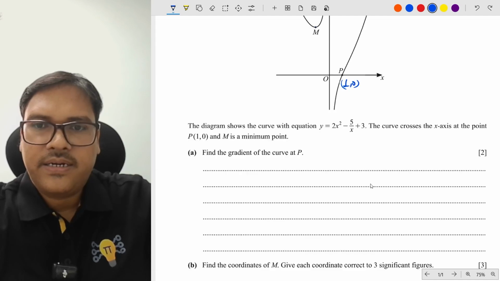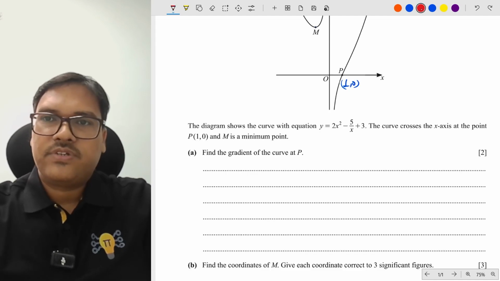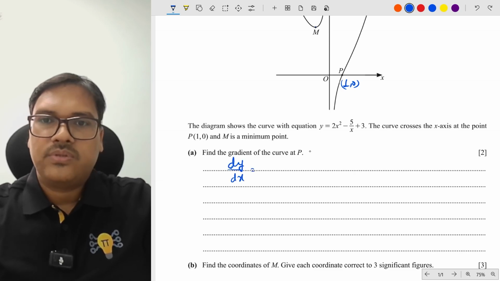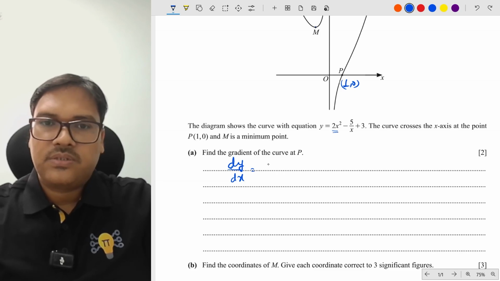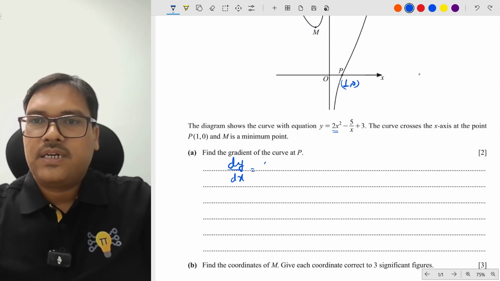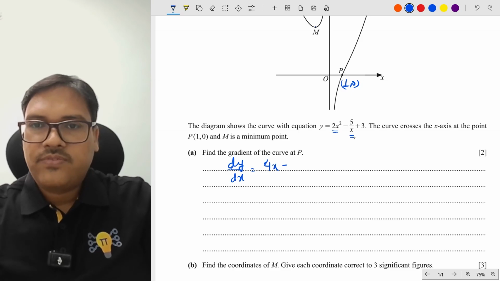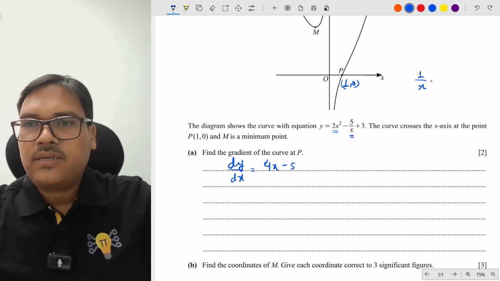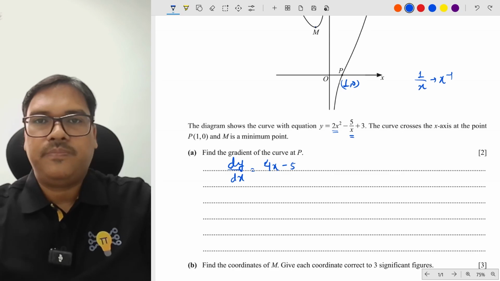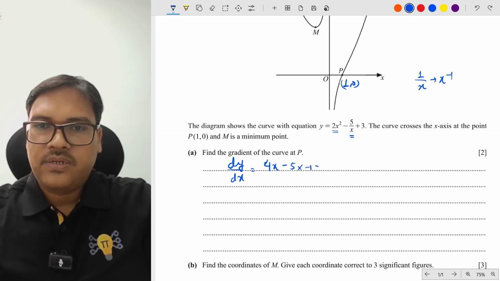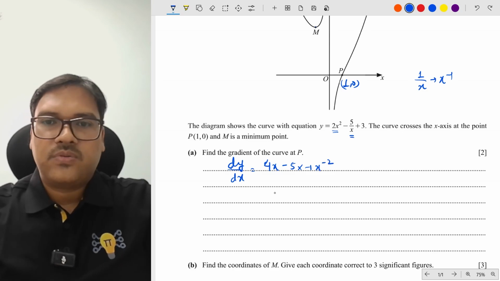So how to find the gradient? Gradient is simply dy by dx, the differentiation, right? So what is dy by dx? What is the differentiation of this? This is 2x square, derivative is 2x, so this will become 4x. And how will you differentiate 1 by x? So this is basically minus 5, and the differentiation of 1 by x, you can use this: this is x raised to minus 1. Again, you can apply the same formula, n x raised to n minus 1, where n is minus 1, giving x raised to minus 2.